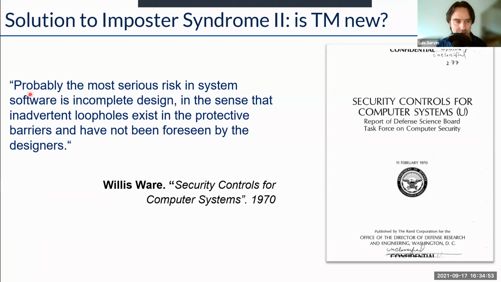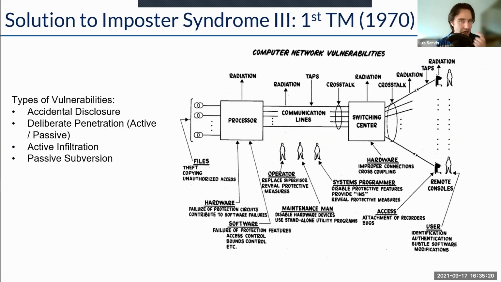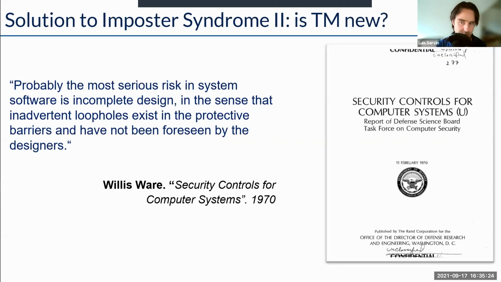And if you read this statement, probably the most serious risk in system software is incomplete design, in the sense that inadvertent loopholes exist in the protective barriers and have not been foreseen by the designers. You realize, even though we're, I don't know how many years ahead of this, almost 50 years, nothing has changed. We're still seeing the same problem, aren't we? And this is the first threat model I know of. So this is from the same document.